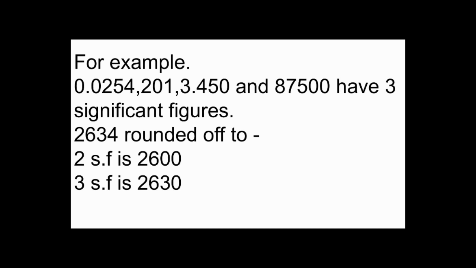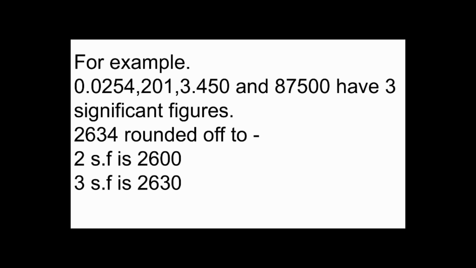Look at them. The first one, the 2 zeros are not significant. So 254 is 3 digits. Now 201, there is a 0 there, but it is found in between the two non-zero numbers. In the third number, 0 is on the other end. So we do not count it as a significant figure when it's not in between. Then finally, the last 2 zeros in the digit 87500 have no significance in that number. Therefore, that number is still a 3 significant number.